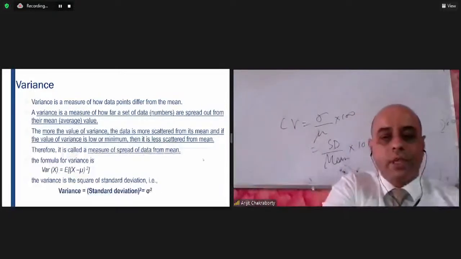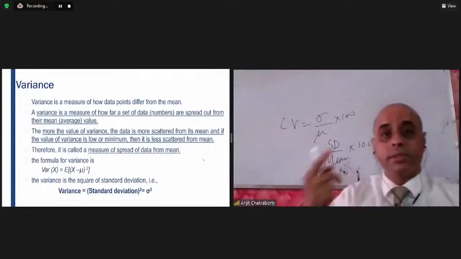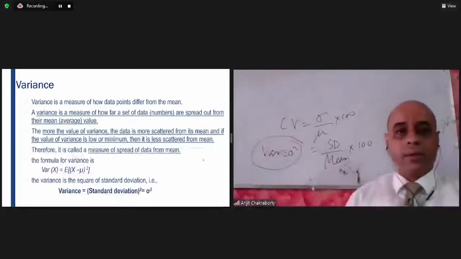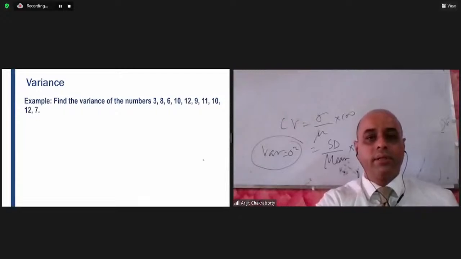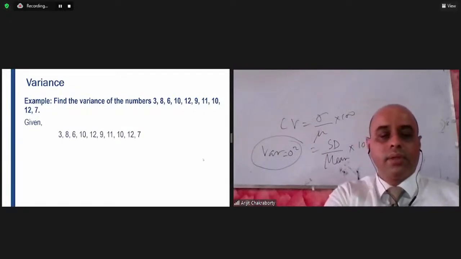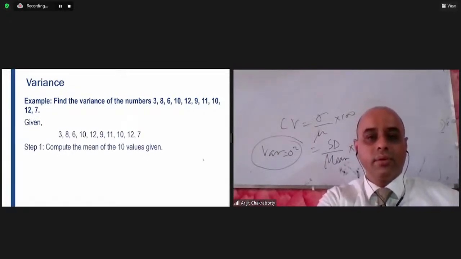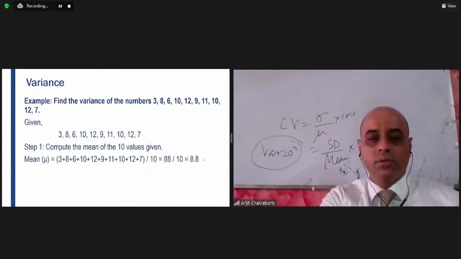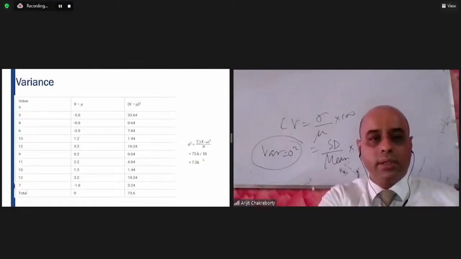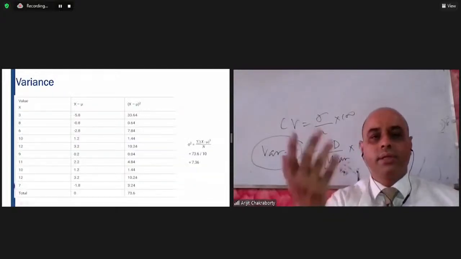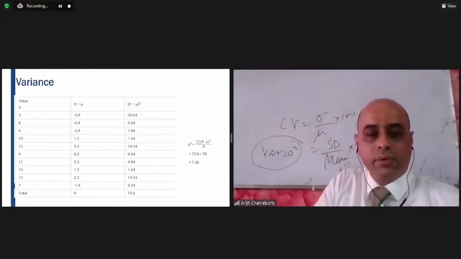Now we will look at variance. I was writing also, variance is sigma square. So var, as we call it, is equal to sigma square. One example of variance: find the variance of the numbers 3, 8, 6, 10, and so on. So the numbers are given, and a calculation has to be carried out. First, we can find out the mean of the 10 values which are given. The mean comes out to 8.8. Now again, for each of the values which are given, we find out x minus mu.